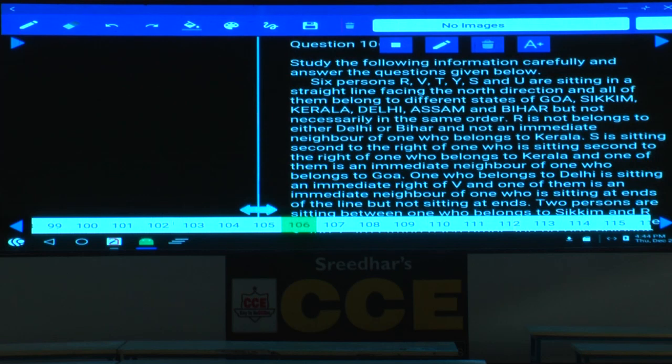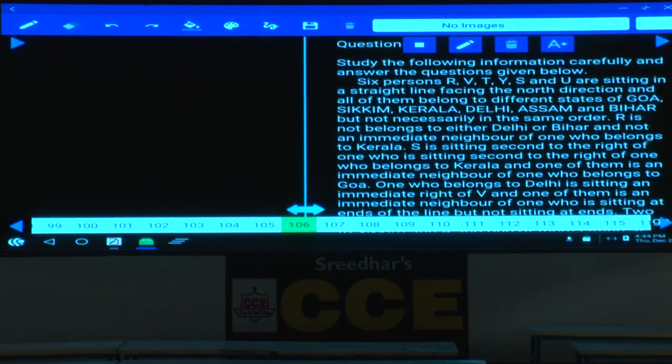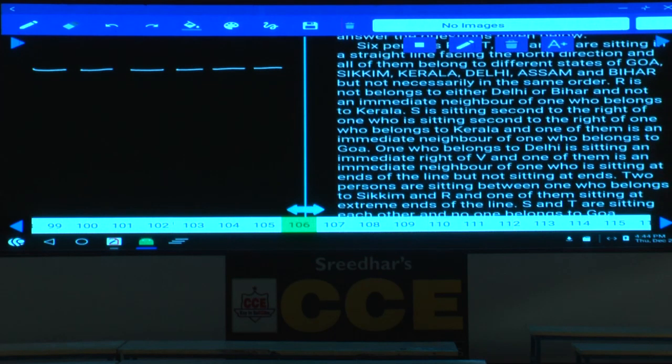Now question number 106 to 110, how many persons are there? Six persons, R, V, T, Y, S and U are the six persons sitting in a straight line facing north. All the persons are facing towards north, six persons, and each one of them belongs to a different state as well.